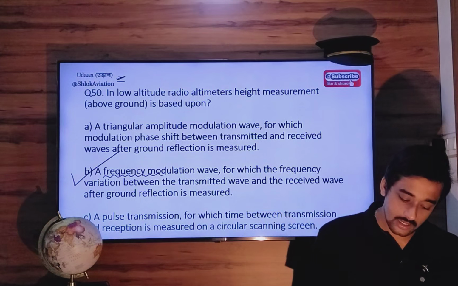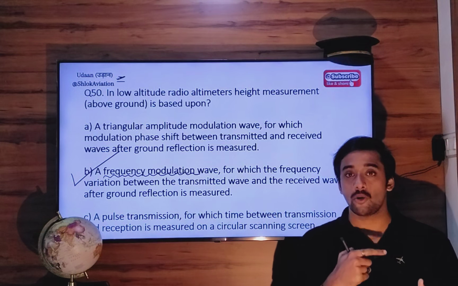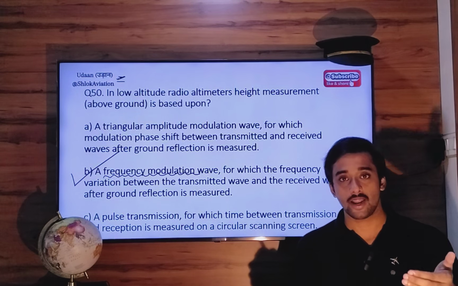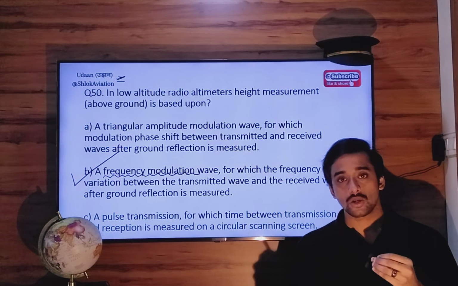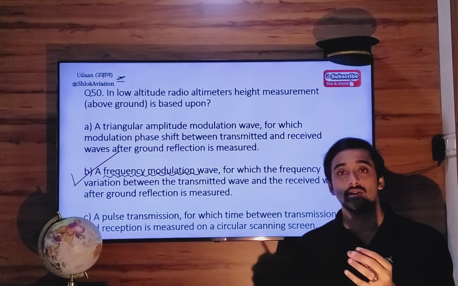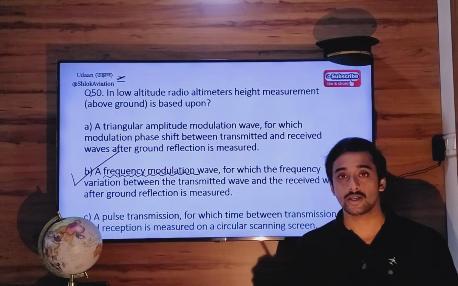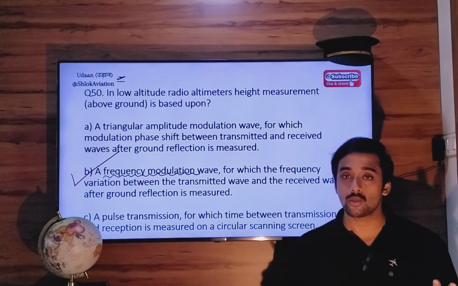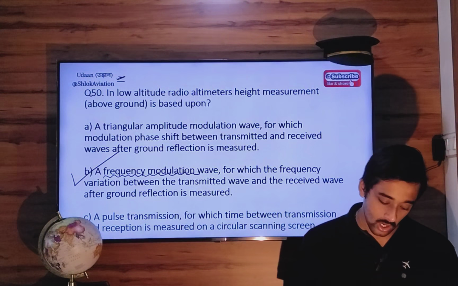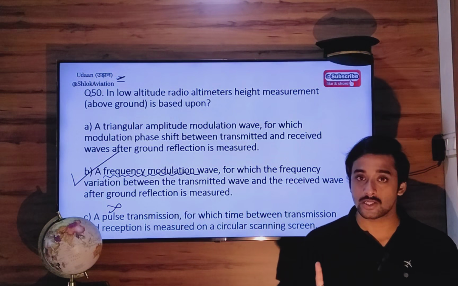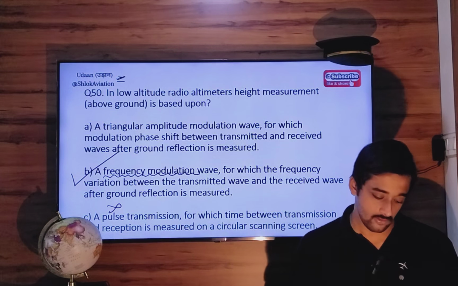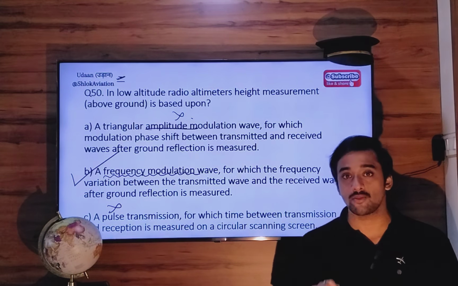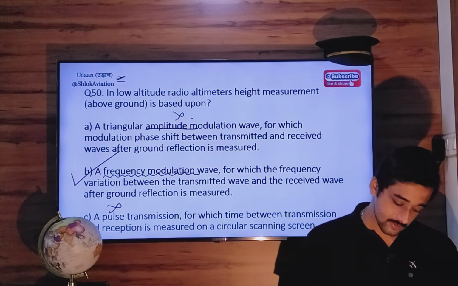Radio altimeter sends out a frequency modulated wave towards the ground surface. That wave gets reflected and comes back. So the transmitted frequency is different from the received frequency. So your radio altimeter works on frequency modulation wave, not pulse. It doesn't send pulses, it sends continuous wave. And amplitude modulation is also wrong. It is frequency modulated. So remember this.